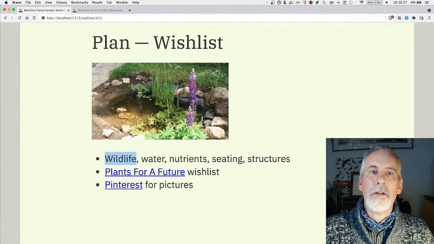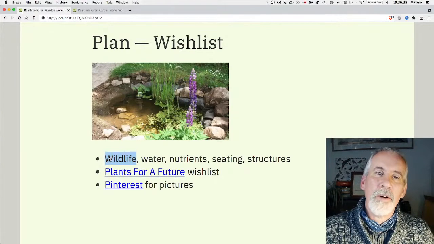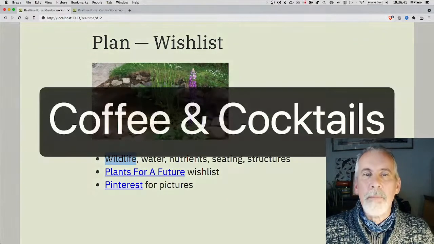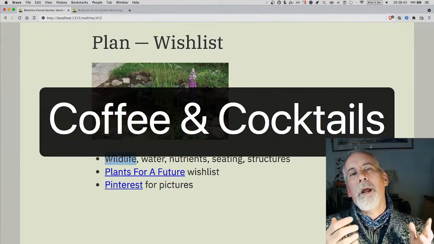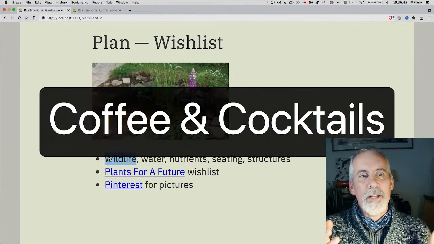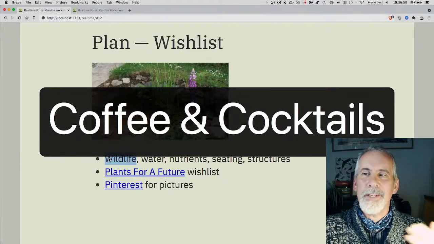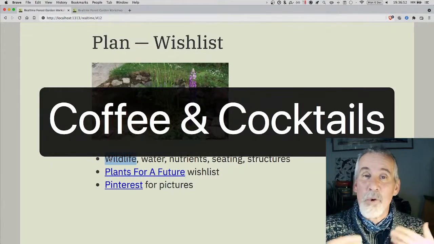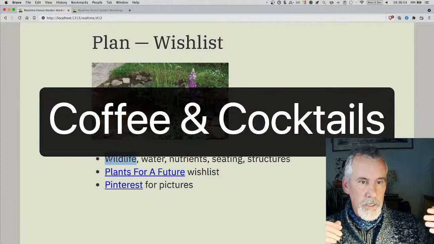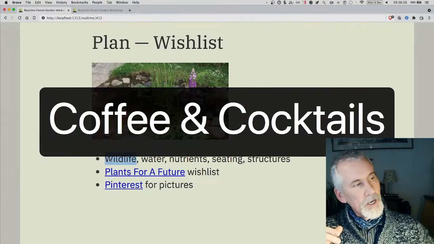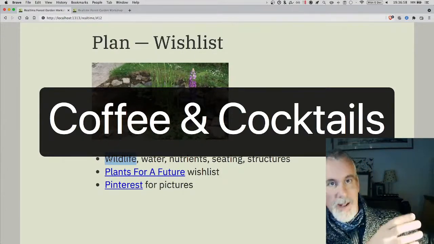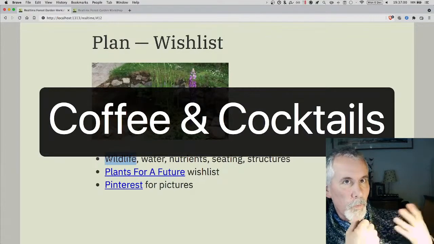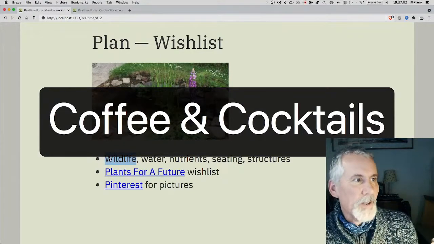Coffee and cocktails. Coffee and cocktails basically means when you wake up in the morning and you have your early cup, your morning cup of coffee, which I've stopped drinking, but you get the idea. Where do you have your cup of coffee? What kind of seat? If you get the east, the sun rises in the east, and you want to be able to get your cup of coffee and sit in the warming rays of the morning sun.